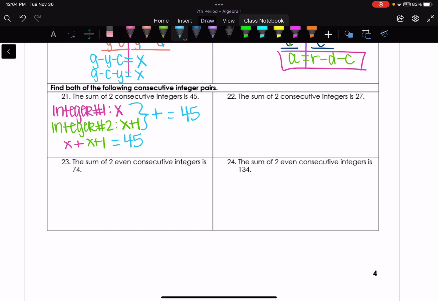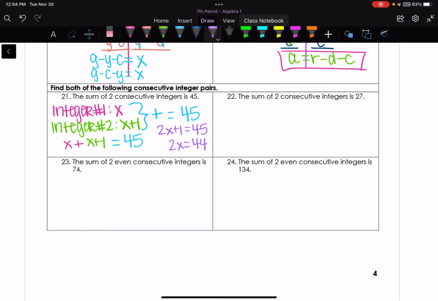So then I'm going to combine my like terms, and I'm going to show that all right here. So I've got x plus x, which is 2x plus 1 equals 45. Well, now I've got a simple two-step equation. I'm going to subtract 1 from both sides, and that's going to give me 2x equals 44.